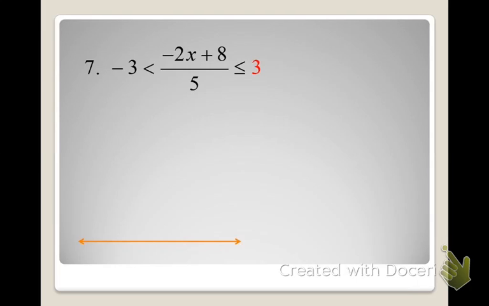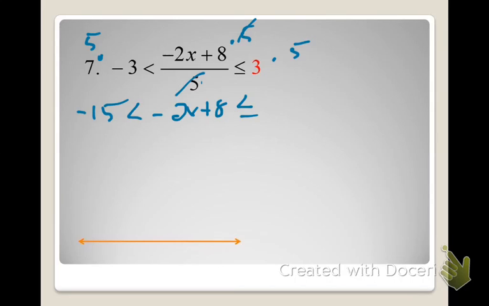Try that guy. A little more complicated, but we'll figure it out. Clear the fraction. Multiply through by 5. Okay? Now, again, since this whole middle part has a denominator of 5, we're going to end up with a 5 in the numerator and a 5 in the denominator. So those guys are going to divide out. We're going to be left with negative 2x plus 8 in the middle. On the left-hand side, we get negative 15. On the right-hand side, we get positive 15.